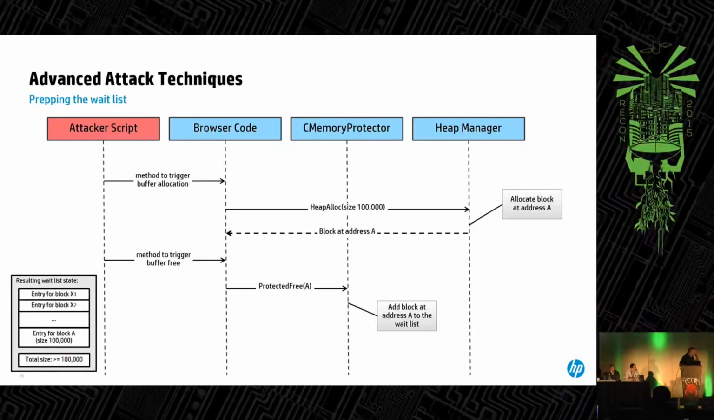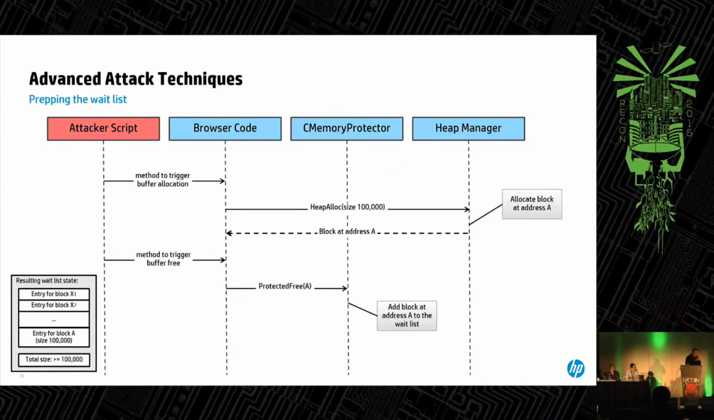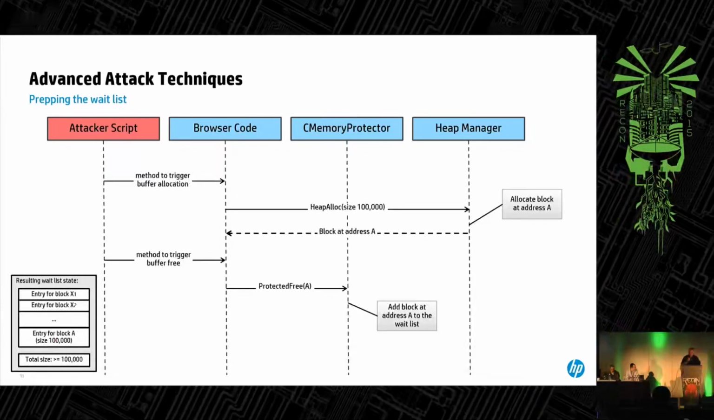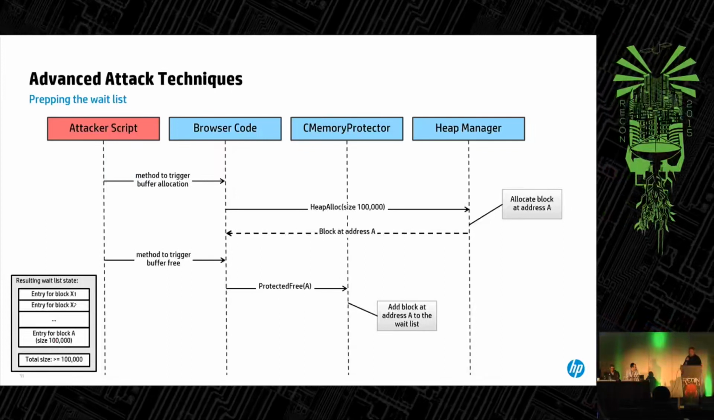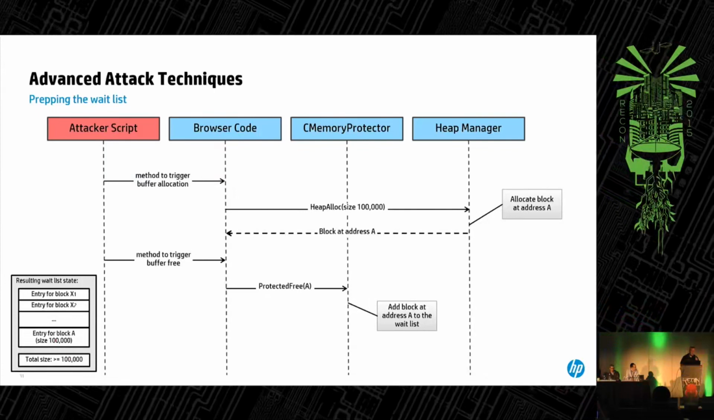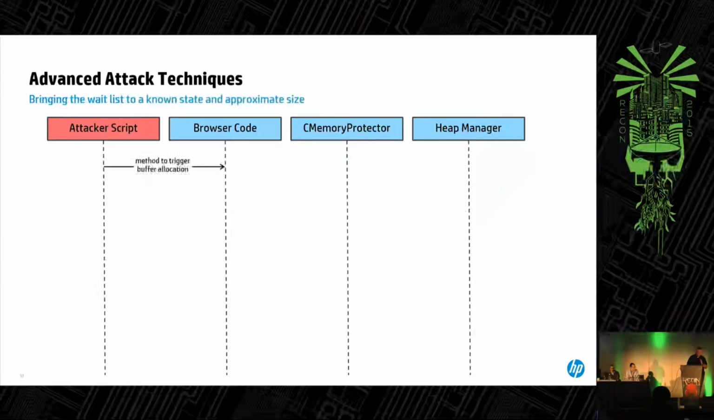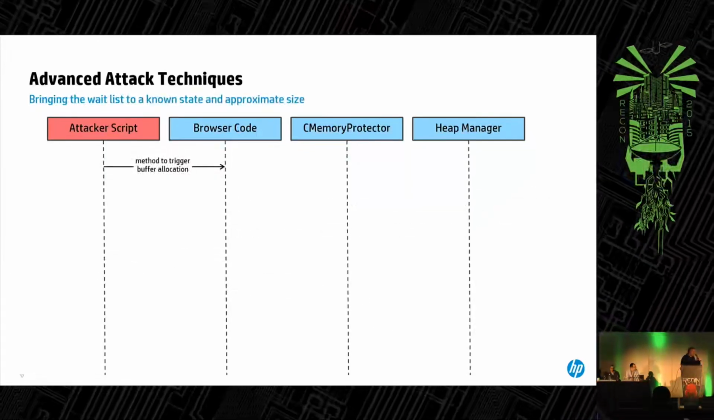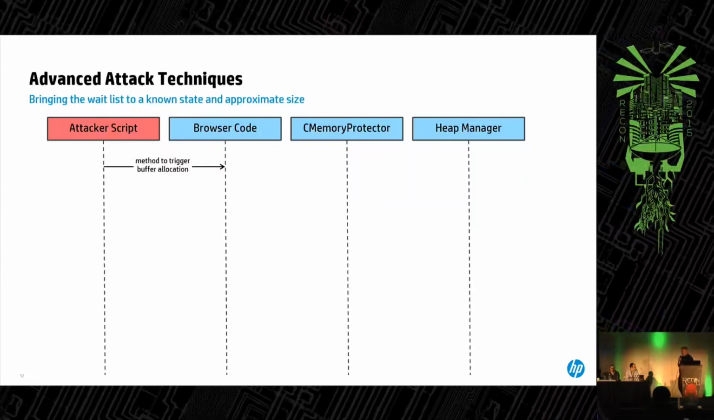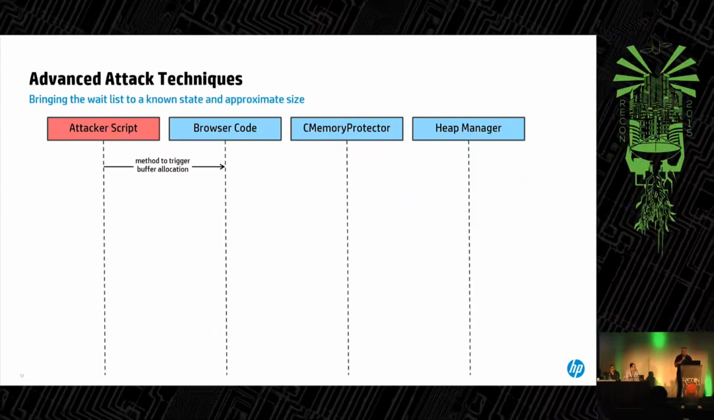So you can kind of see that's the state of the wait list. At this point we have a set of blocks X on the wait list that are waiting to be freed. If they're not referenced anymore, then there's a block of 100,000 bytes that guarantees we hit the reclamation step on the next call of protected free. So we're going to trigger another block, and the purpose of these steps is to get the wait list into a known state and an approximate size.